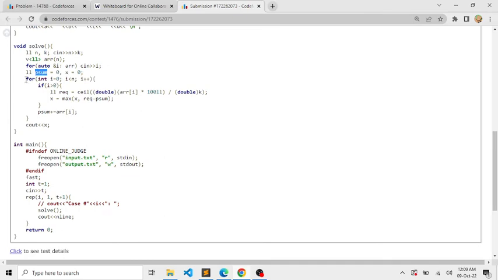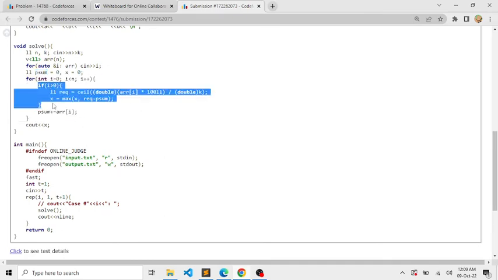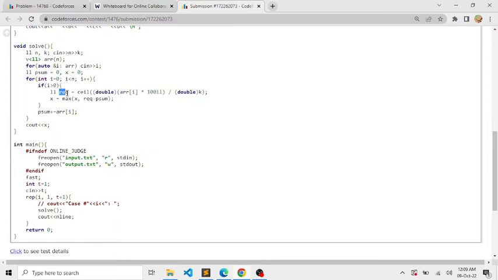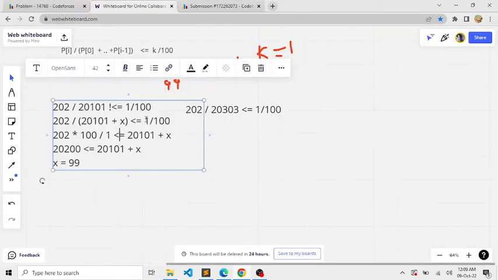Then I'm traversing the array for all the elements, and for all the elements which are not the zeroth element, we are calculating the required amount. What is required? Here we took 20101 plus x, right? So instead of taking this plus x, I'm taking this whole term as required, and so here also it will be required.